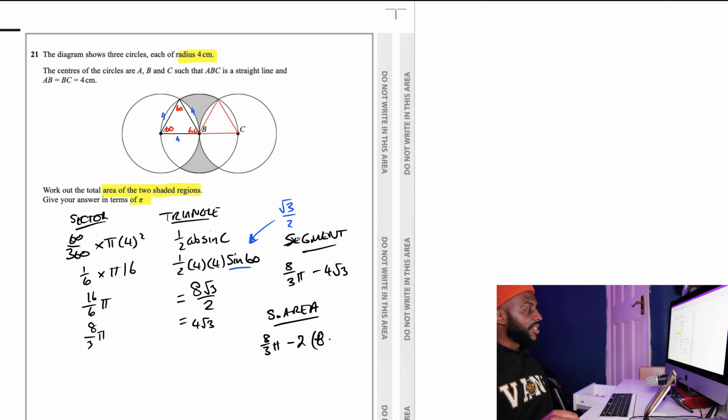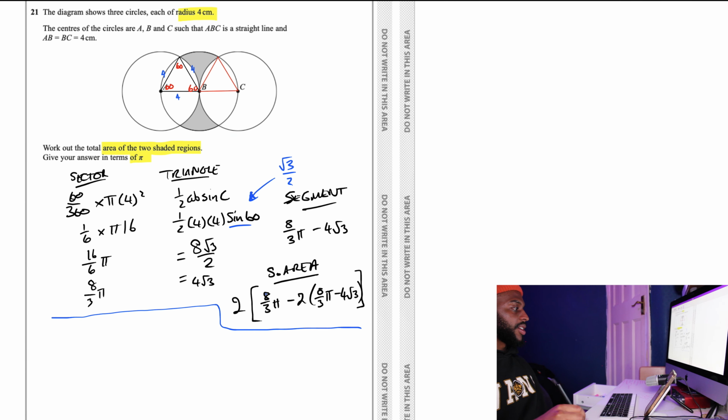Oh, I've got to write all of this out again. So 8 over 3 pi, sorry. We write it out again, a bit messy. Minus 8 over 3 pi minus 4 √3. So that's going to give us one of the shaded areas. But because there's 2 of them, we have to times that whole thing by 2. Let me just put a line underneath this and continue underneath.